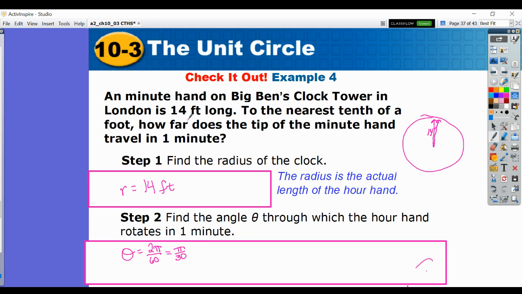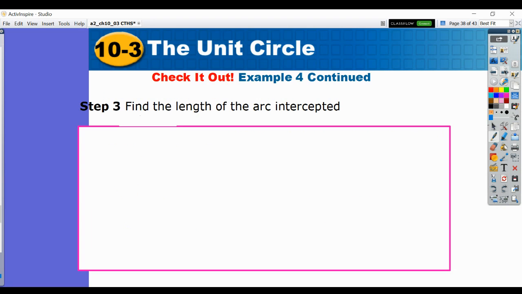So how far did it travel in 1 minute? We can just do S equals R theta. R was 14. Theta was pi over 30. So I'm going to type this in my calculator. And we get 1.466. I'm going to round that to 1.5 seconds.